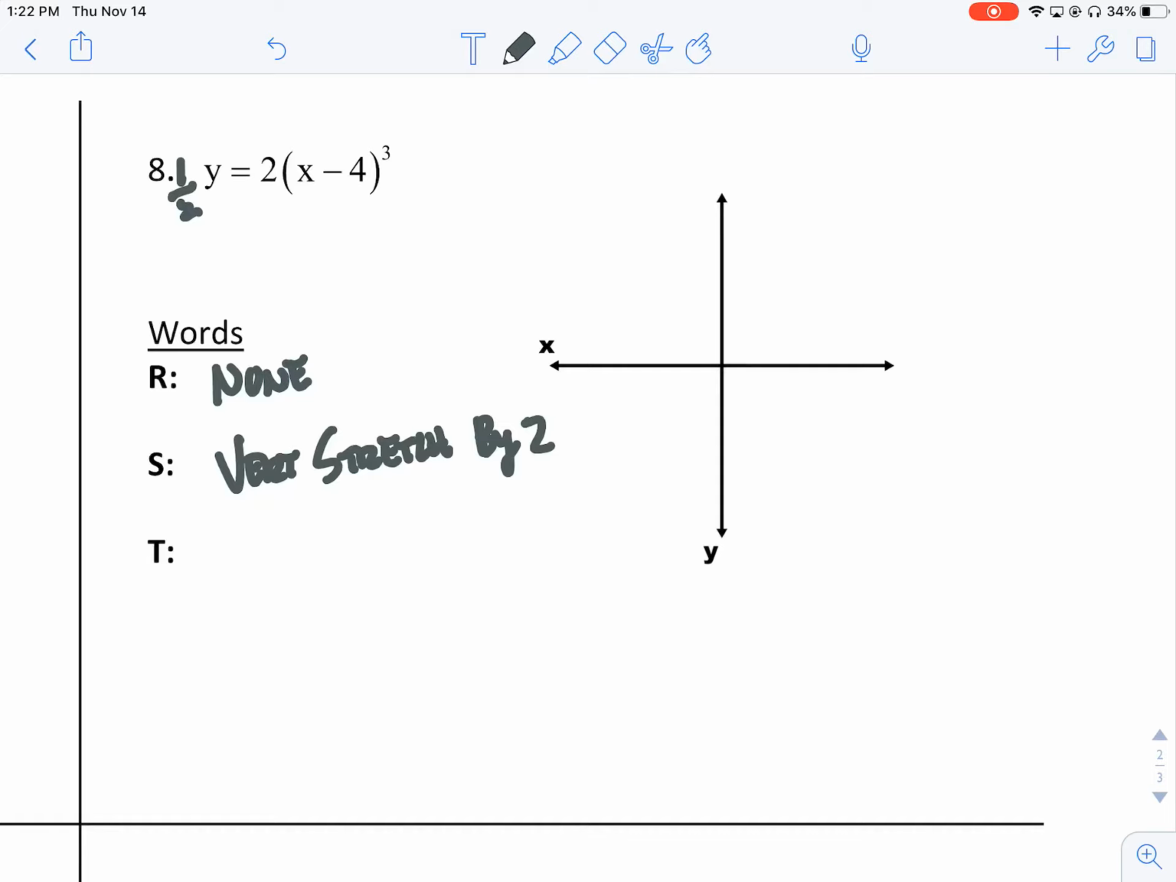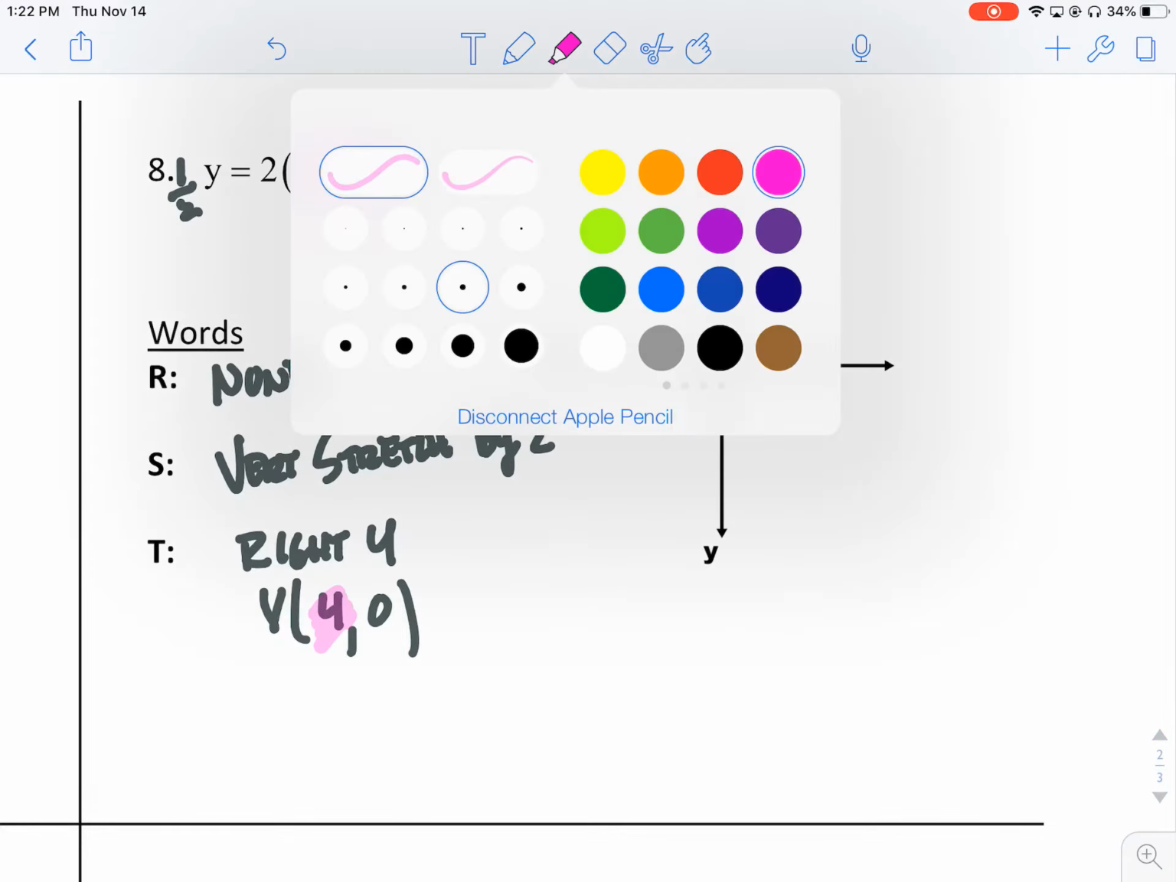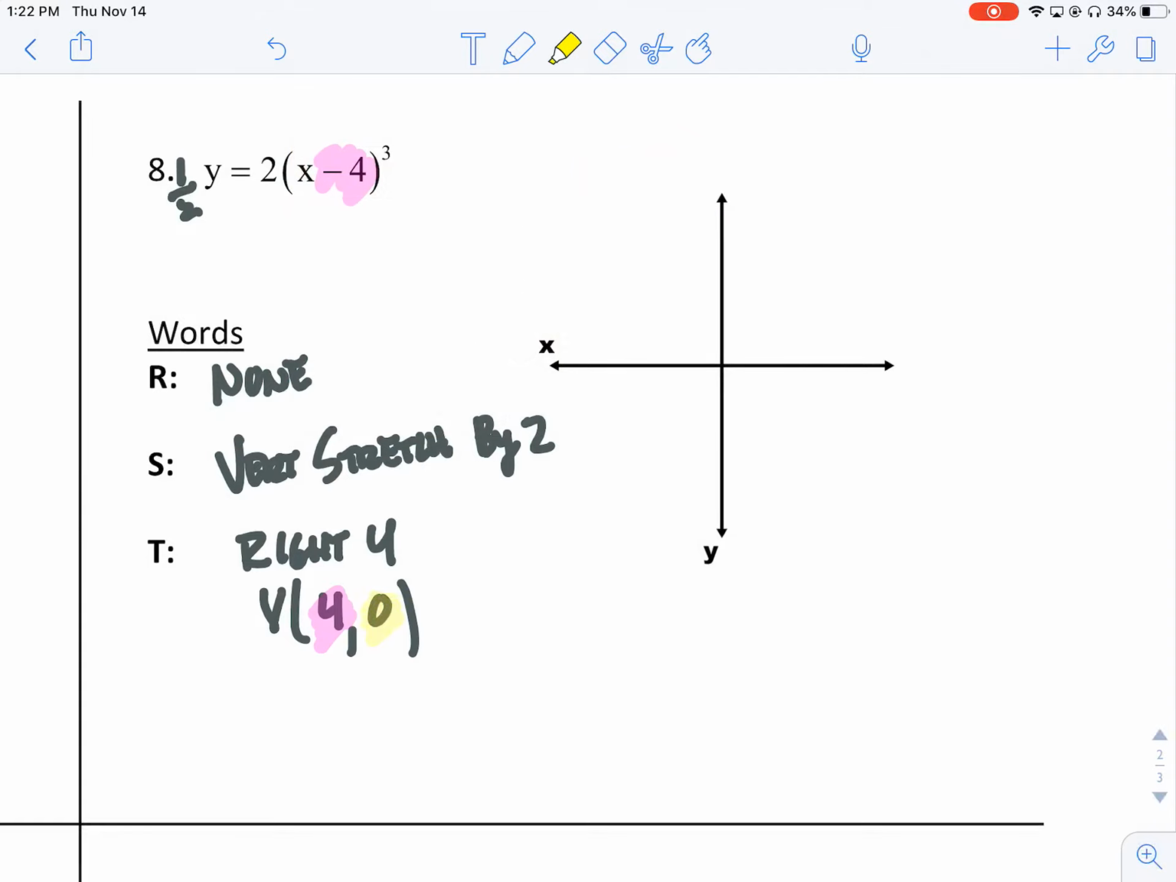And it's not moved, it is moved right 4. It's a -4, so we got right 4, but not up or down at all, so it is just 0 for the y. So my vertex is going to be +4, 0. Double check that. Those are opposites, horizontal inside opposite. And the other one is the y, and that's the same, vertical outside same. Okay, good deal. Here we go, 4, 0, 4 to the right. It's going to be vertical stretch by 2, so it's going to be skinny, and there is no reflection.